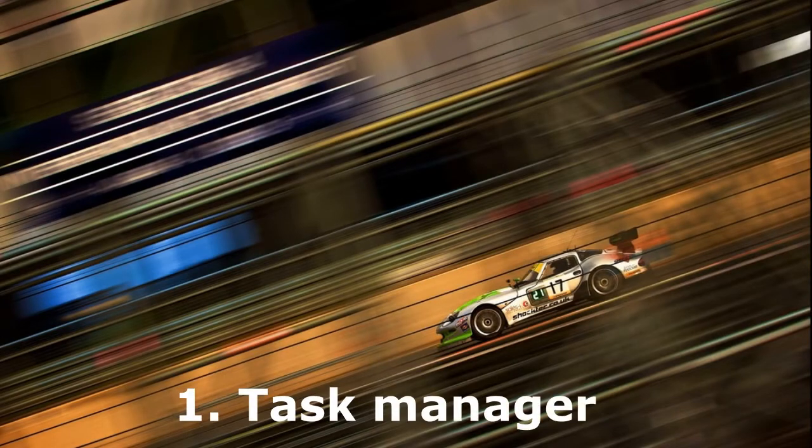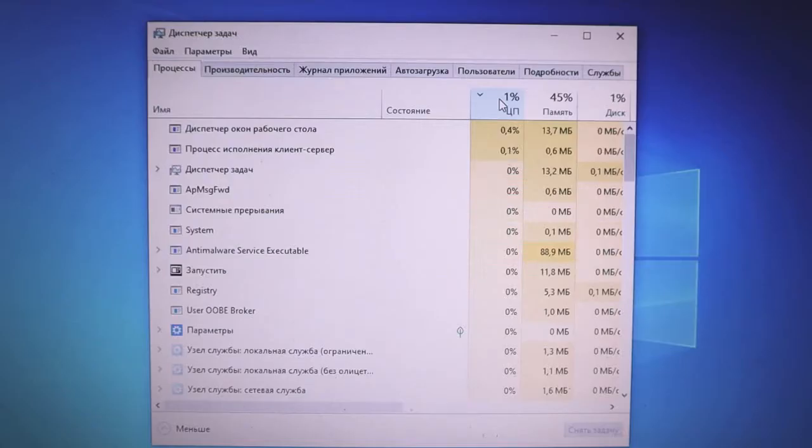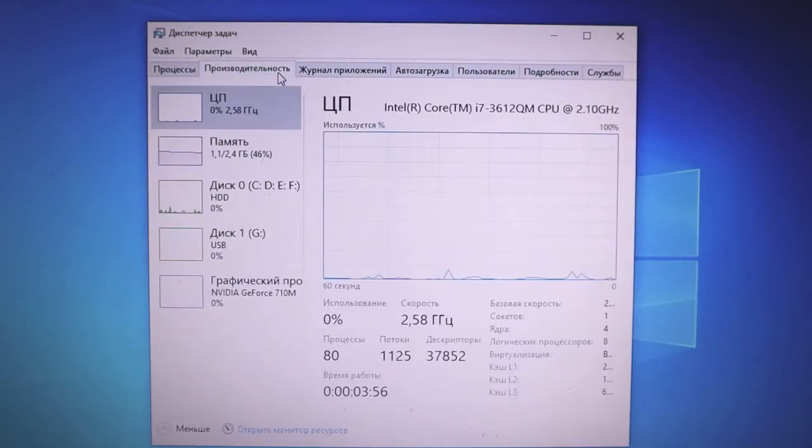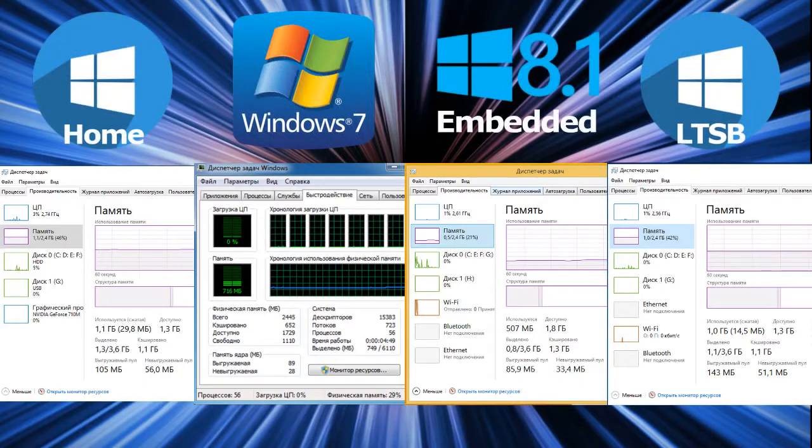And first of them, Task Manager. After starting the PC, we wait a few minutes for the system to come to a stable state, while nothing third-party is running, only the program for photographing the screen. And we can see how much RAM the OS consumes at idle. The usual Home 10 took 1.1 GB, Windows 7 716 MB, 8 Embedded only 507. This is a record. And LTSB after updates takes exactly 1 GB.